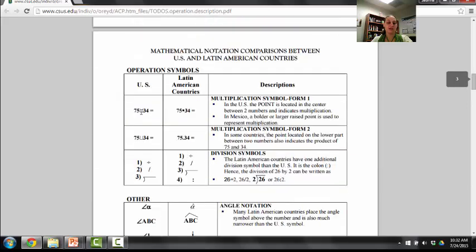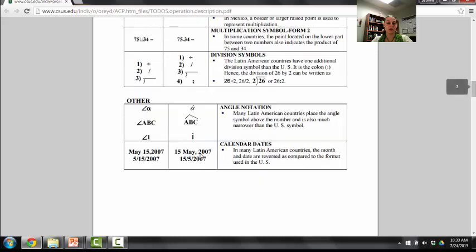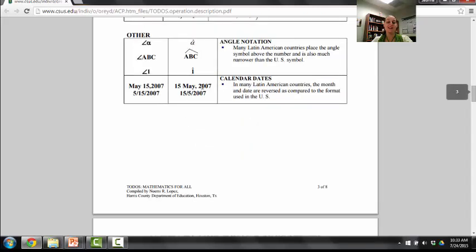Also, operation symbols. Notice how the multiplication symbol is seen as a period, sort of in the middle, in Latin America. In Latin America, they can also use the colon symbol to mean divided by, for example. Here are some other things. In geometry, angle notation is a little bit different. Even calendar dates are different. Okay, so in many other countries, the day comes first, and then the month, and then the year, for example, not the way that Americans have it.